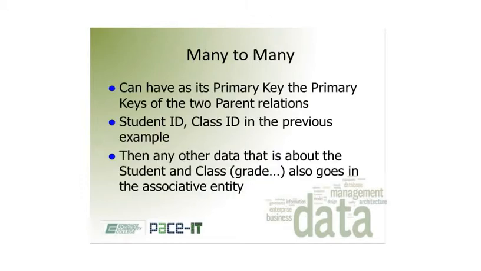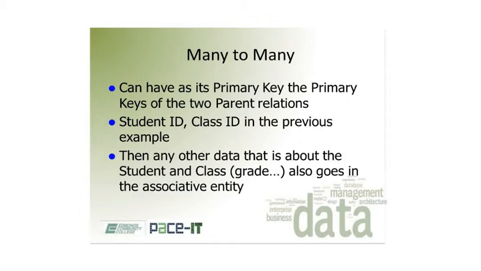So again, let's take a look at how we might want to key this. The associative entity can have as its primary key the concatenation or combination of the primary keys of the two parent relations. That would be student ID and class ID in the previous example. And so for those two attributes, each set of those attributes must be unique. So I could have for any given student multiple class IDs, for any given class multiple student IDs. What I wouldn't allow is the combination of student ID and class ID to be identical for two different rows, because then I would be violating the uniqueness principle on the primary key for that row.